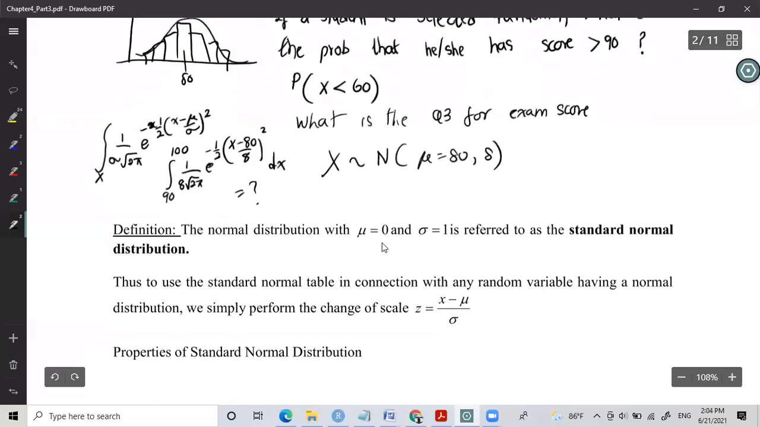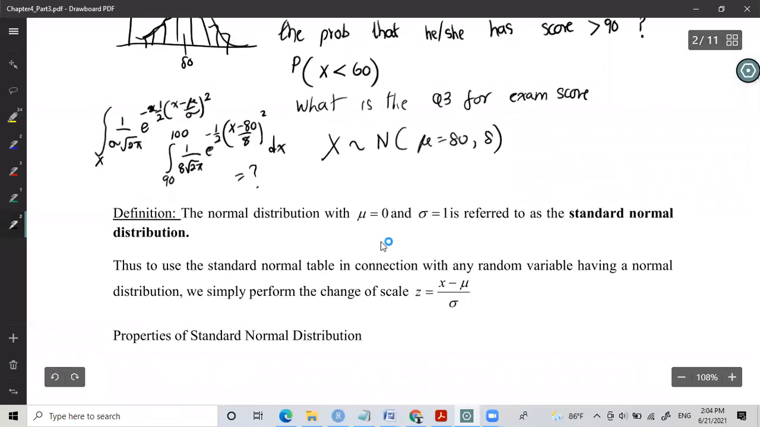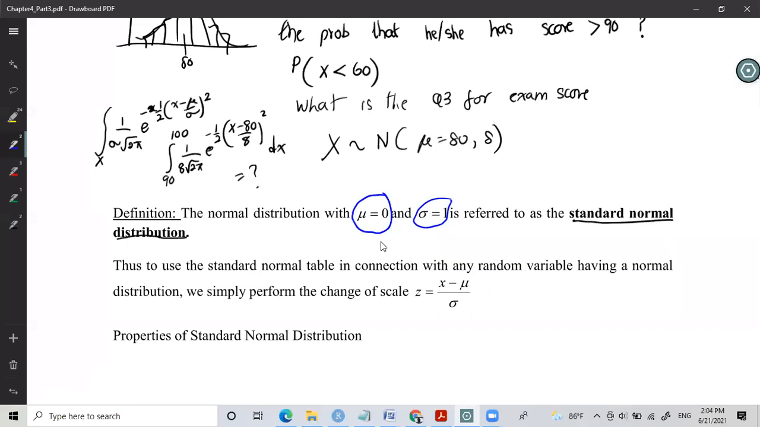Therefore, we have something called the standard normal distribution. That means any normal distribution with any mean and any standard deviation can be transformed into a standard normal distribution. A standard normal distribution is where you have mean 0 and standard deviation 1. That means variance is also 1, since variance is the square of this, and 1 squared is 1. So a normal distribution with 0 mean and standard deviation 1 is called the standard normal distribution.